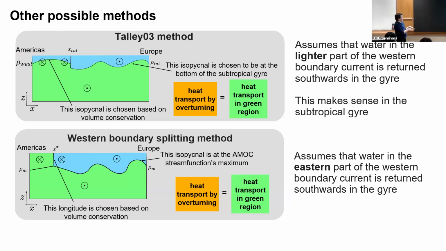And then I came up with this method, which was really based on this idea that I think AMOC is on the western boundary. And so I decided, okay, I'm going to make all of the flow that's on the western boundary be part of AMOC, and the stuff that's further east is going to come back round and be part of the gyre.